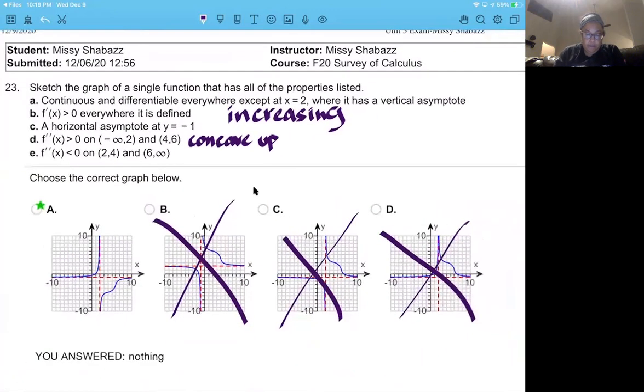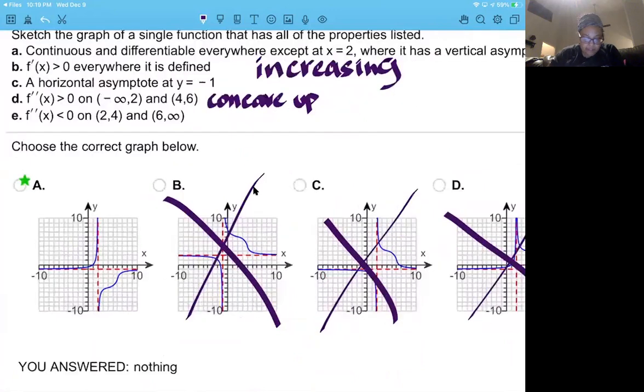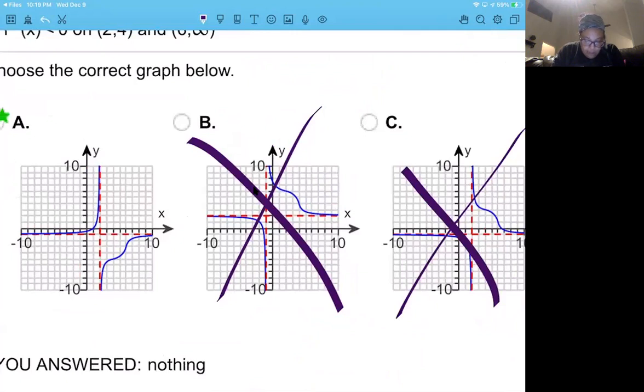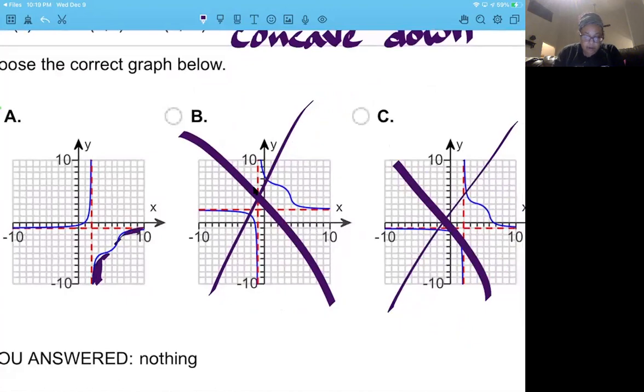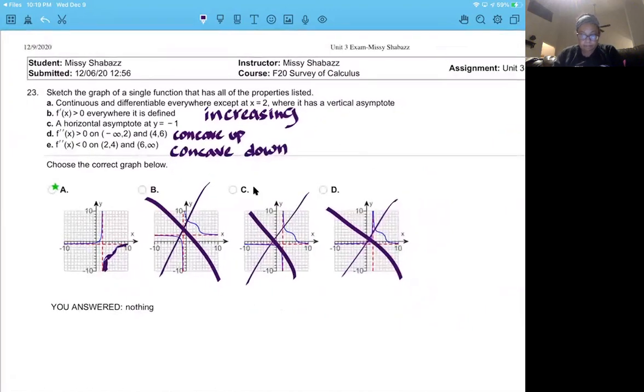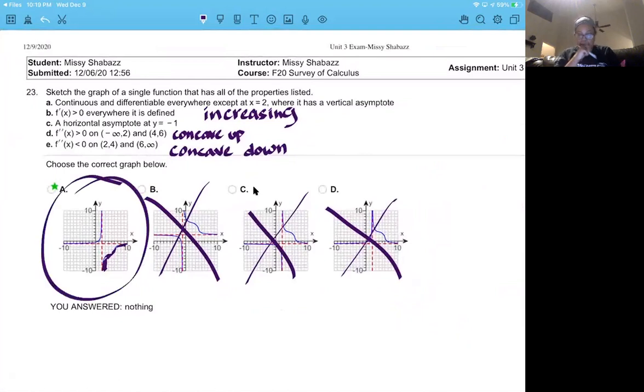So it's concave up from -infinity to 2 and 4 to 6. So this little portion in here and all of this is concave up. And then it says the second derivative is less than 0, which means concave down, from 2 to 4, so after the asymptote here, and then from 6 to 8. So here and here. Then this part is concave up. All right, so our answer is A.